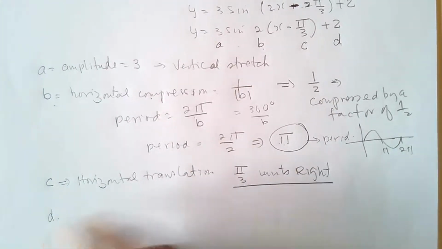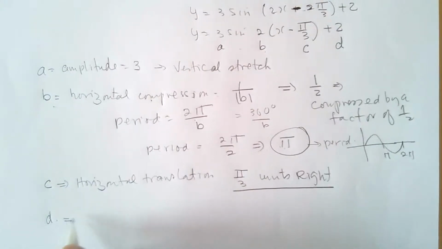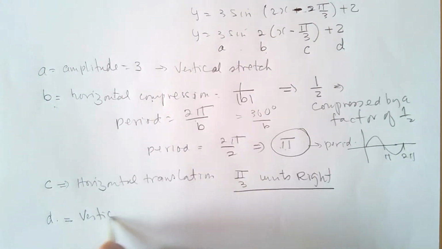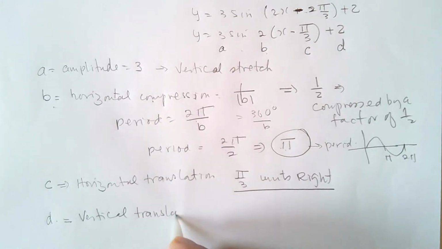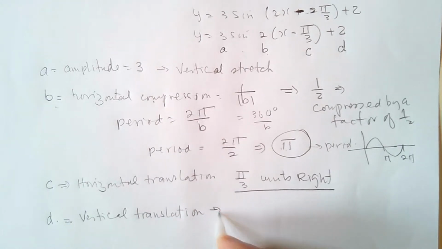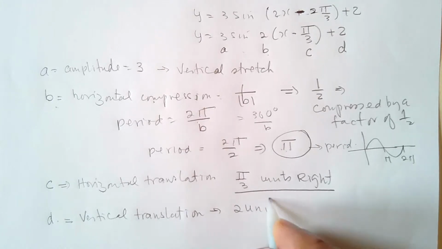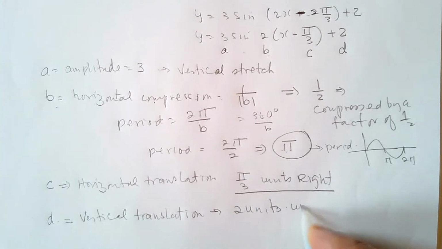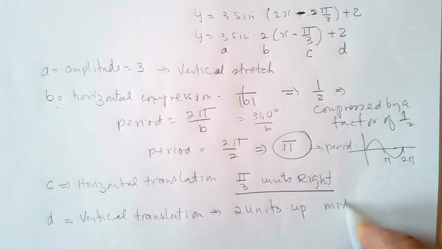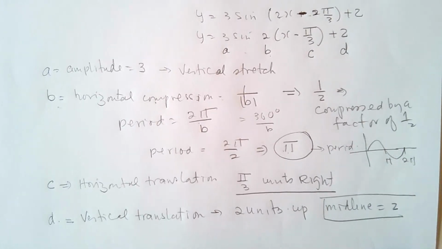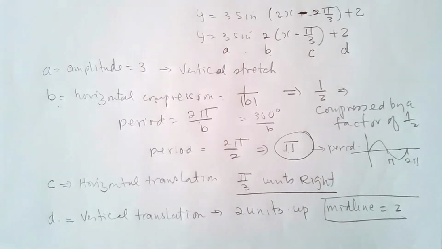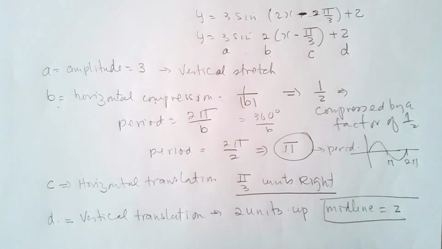And the last thing we have here is our vertical translation: 2 units up, or the midline equals 2. So we're going to use a set of information now to do our sketch.